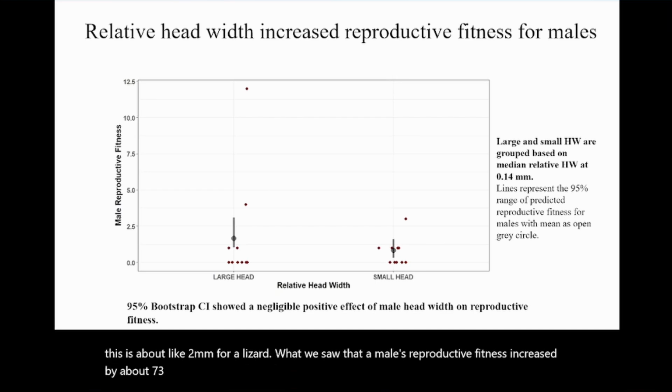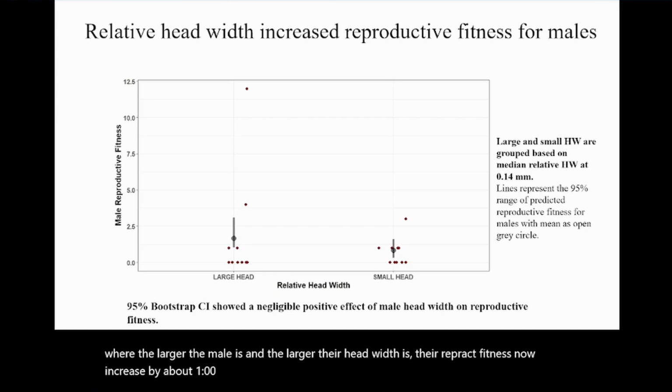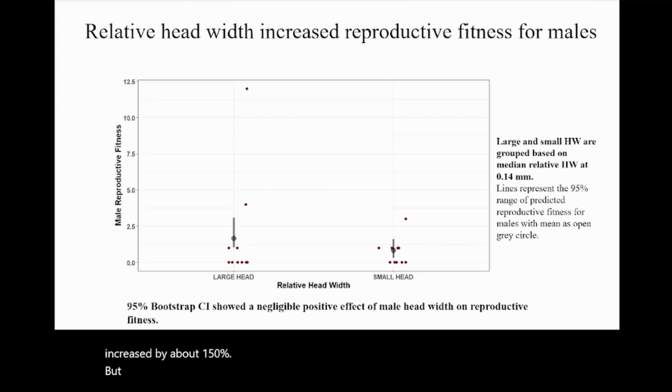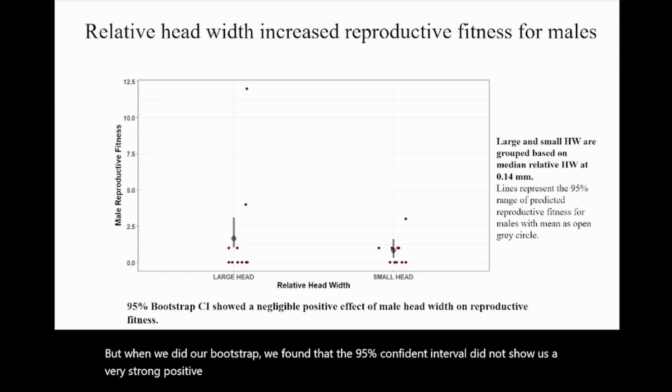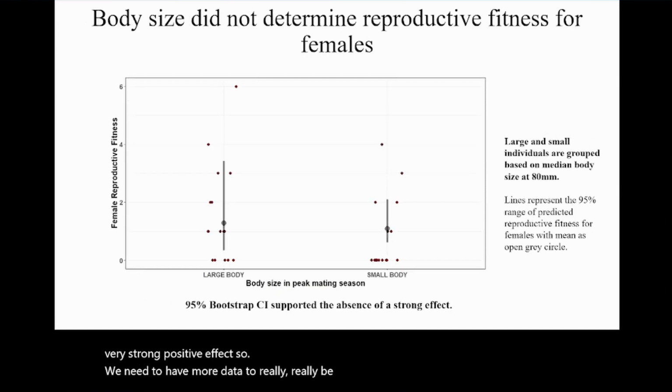We also had an interaction effect where the larger the male is and the larger their head width is, their reproductive fitness now increased by about 150%. But when we did our bootstrap, we found that the 95% confidence interval did not show us a very strong positive effect. So we need to have more data to really be confident of this result.